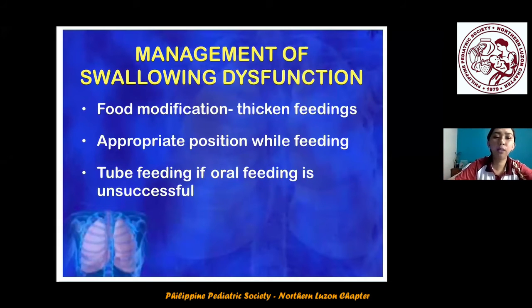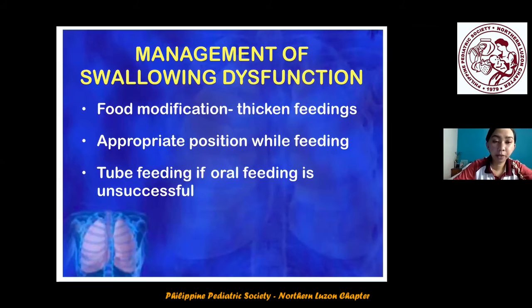And once we document that there is an ongoing aspiration, we manage our patients by thickening the feeds. And again, preparation of soft consistency food. And Dr. Karen really had a very good discussion on that earlier. So we make sure that there is an appropriate position while feeding, and we consider tube feeding when oral feeding is unsuccessful.